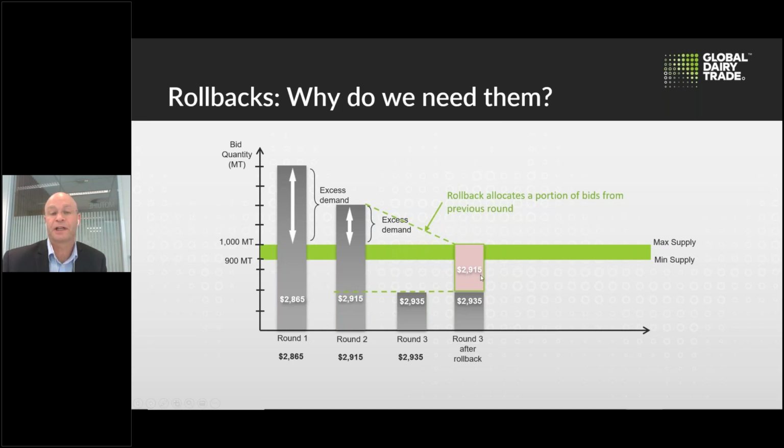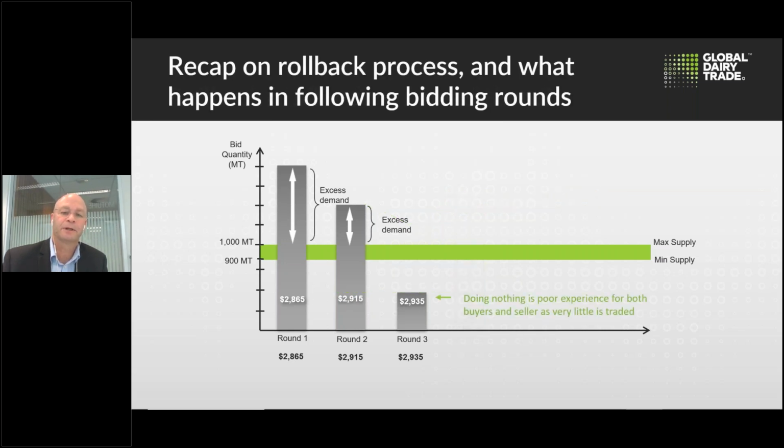And if the auction ends at this point, then everybody will win product at the $29.15. Even though some bidders were prepared to pay more, it's a uniform price auction, so everybody pays the same amount. So that's the basics of a rollback. I think we'll just recap that a little bit again so that you've got it fixed in your mind.